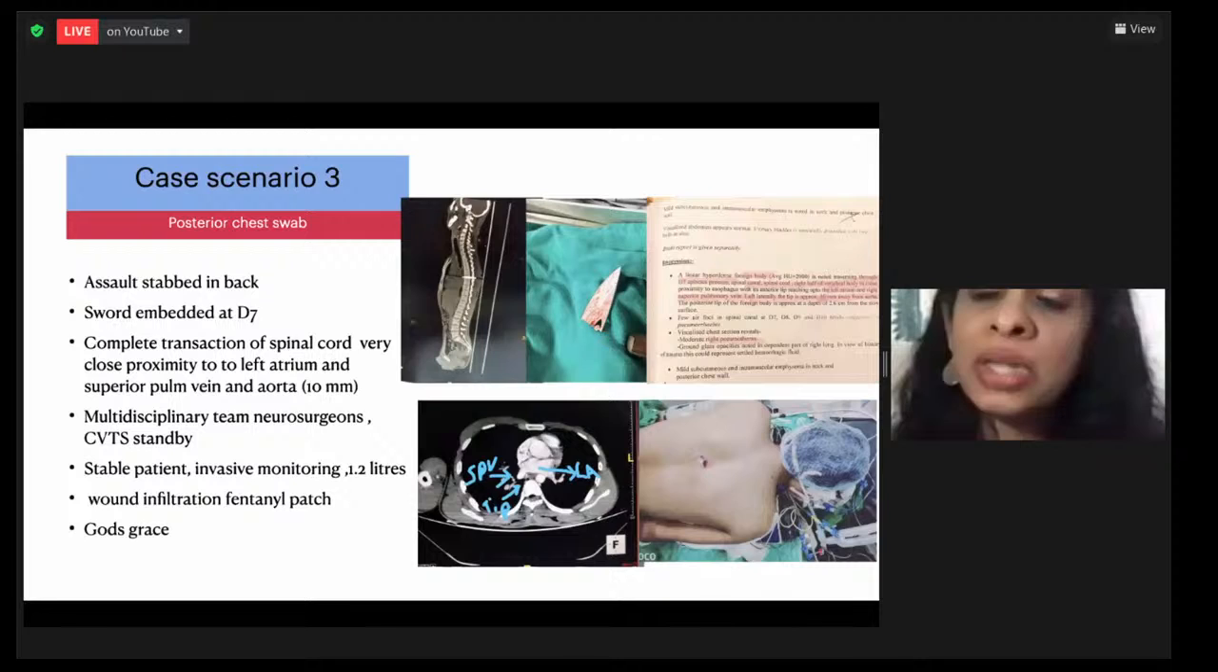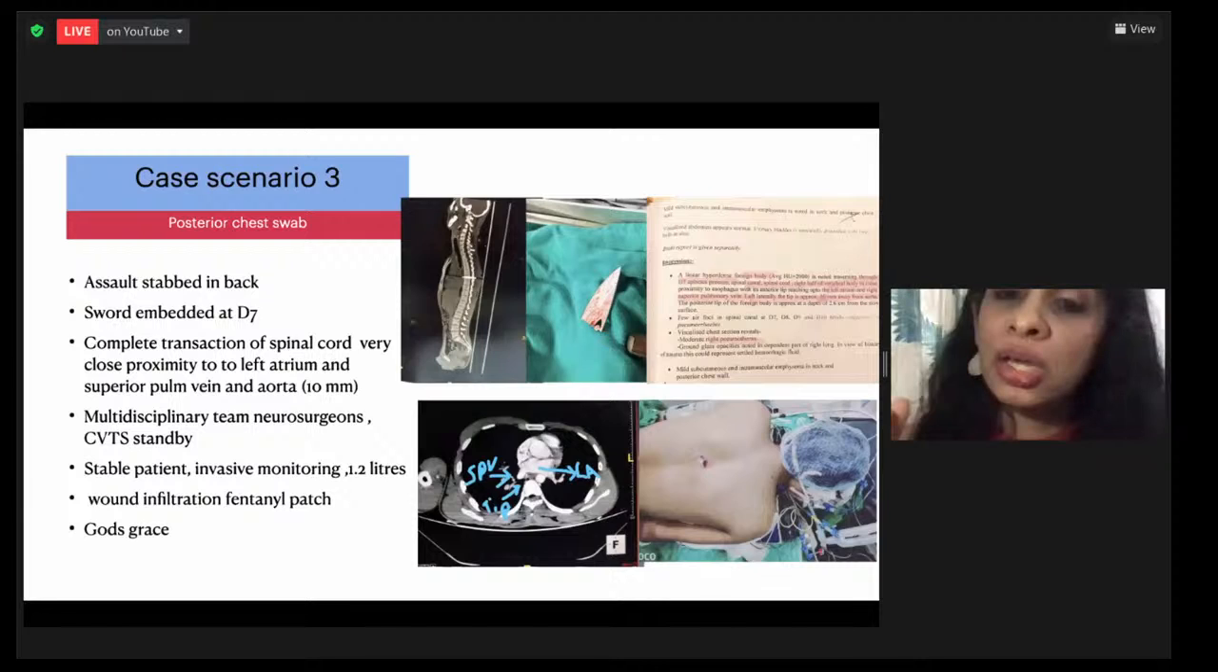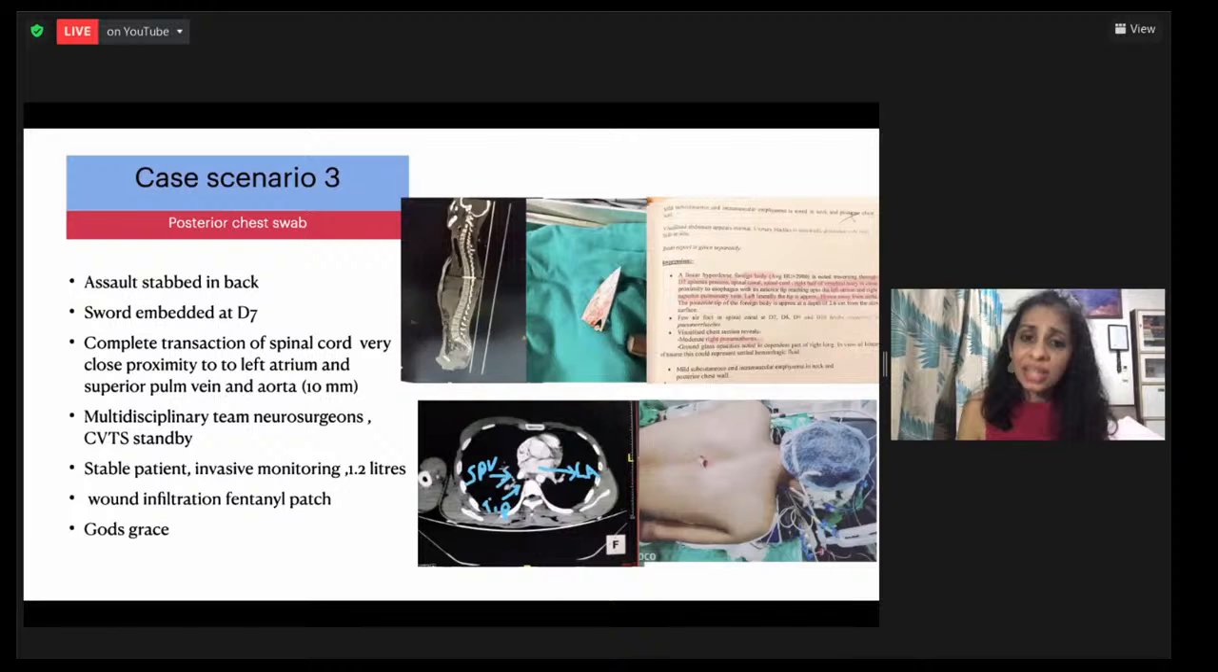If you look at the size of that weapon, it went right through. It was a backstab, and it went right through vertebra 7 and transected the spinal cord, and the patient came with paraplegia. However, we did a good resuscitation in the emergency area, and the patient's vitals and GCS were good.